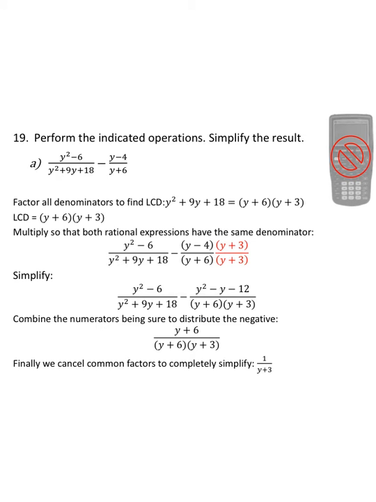Perform the indicated operations. Simplify the result. Keep in mind, this is still a no calculator problem. Number 19 has 4 parts to it, and we're going to do all 4 of these one at a time. So let's look at subtraction.